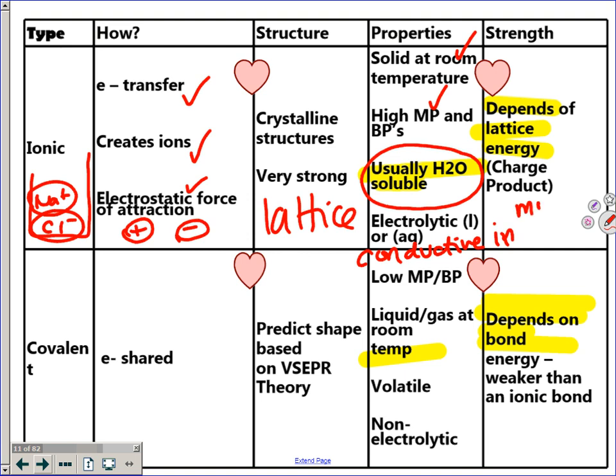in molten or aqueous solution. Only because of this characteristic of ionization, when the ionic compound comes in the water, it ionizes and it can allow electricity to flow through it really, really well.